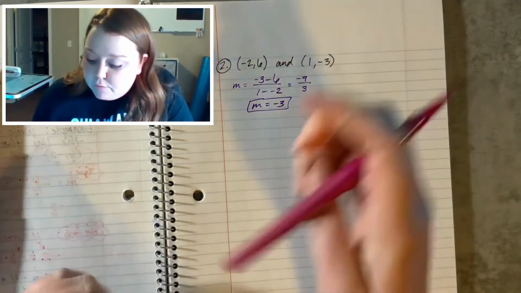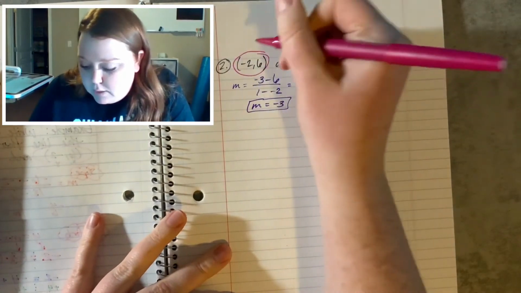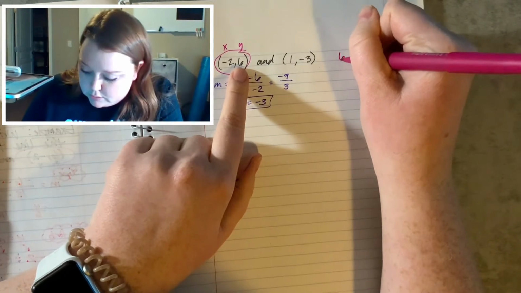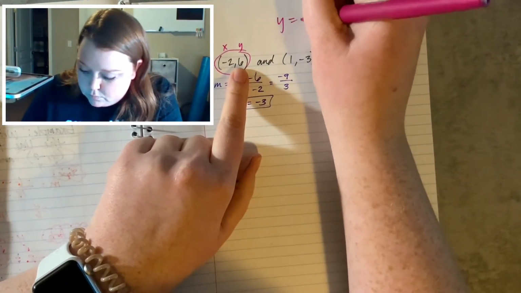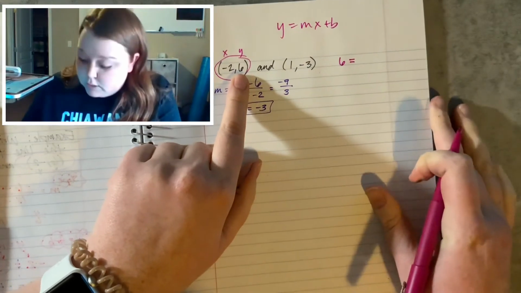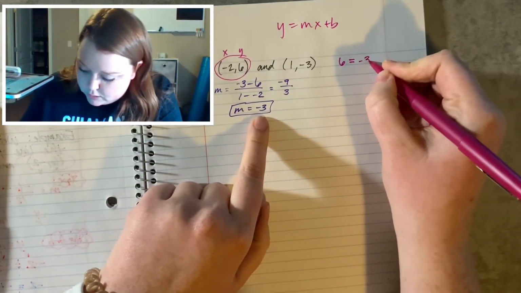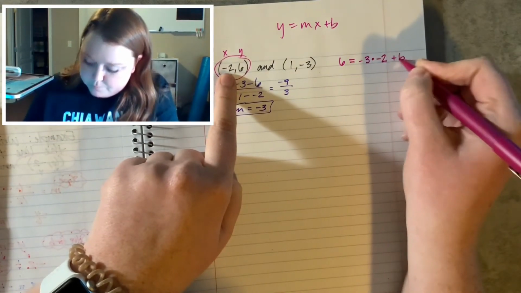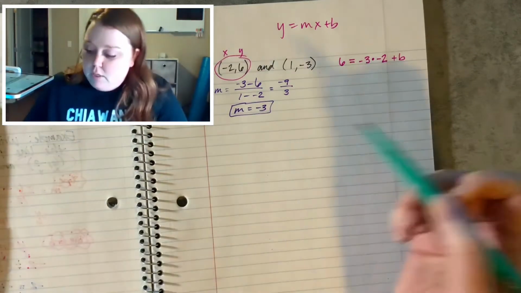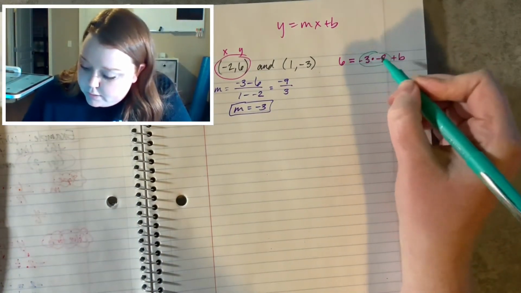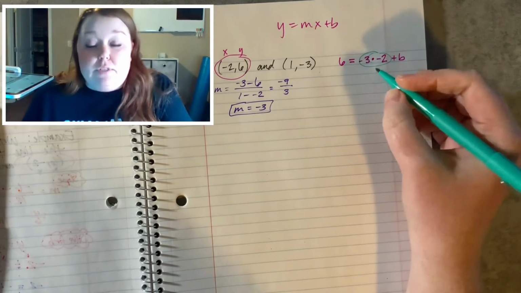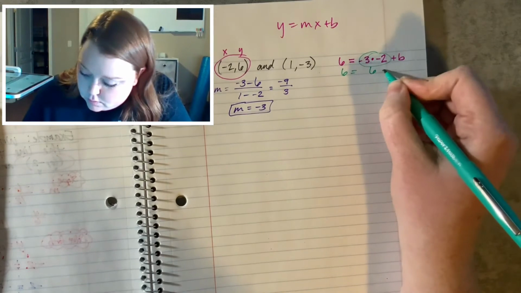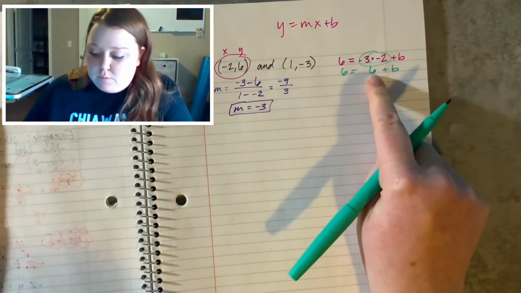Okay, now we get to solve for b. So I'm gonna use this ordered pair. That's my x, that's my y. So I'm gonna plug it in and do 6 is equal to m, so -3 times x, -2, plus b. Okay. Multiply those real quick. -3 times -2. Negative times negative is +6. 6 is equal to 6 plus b.